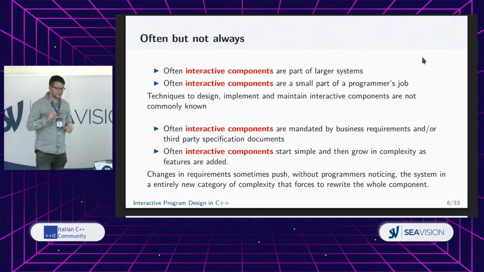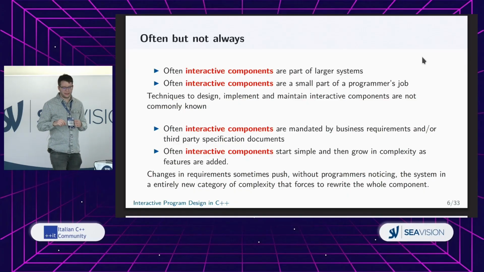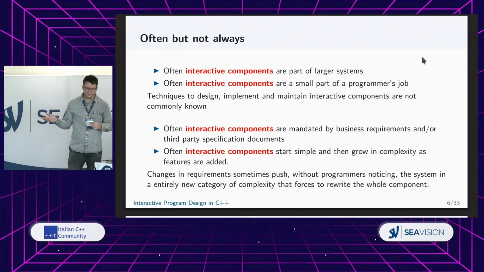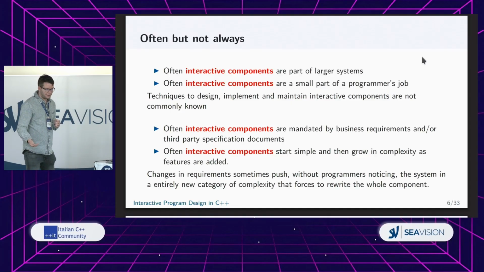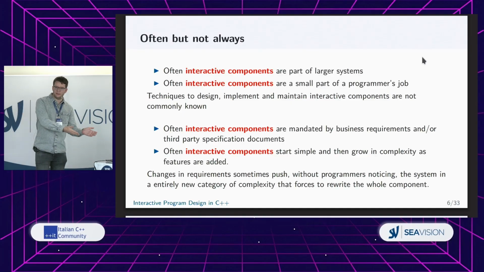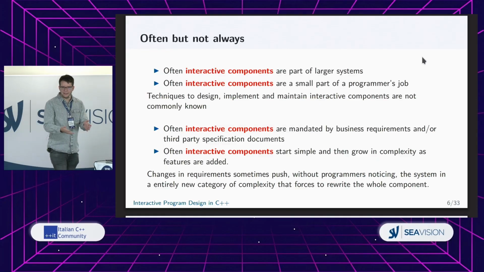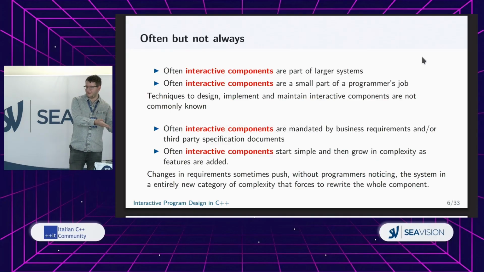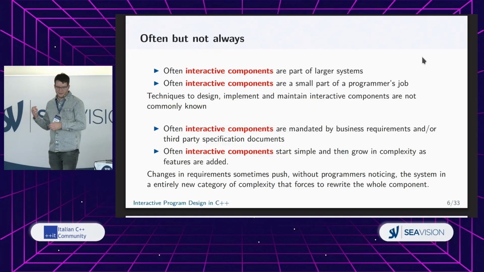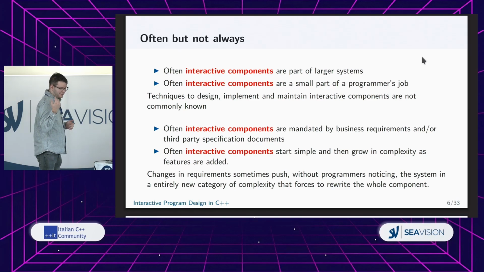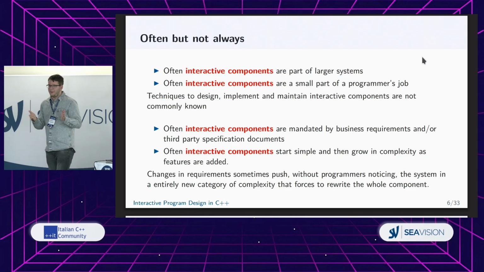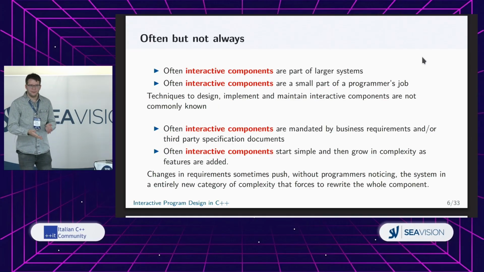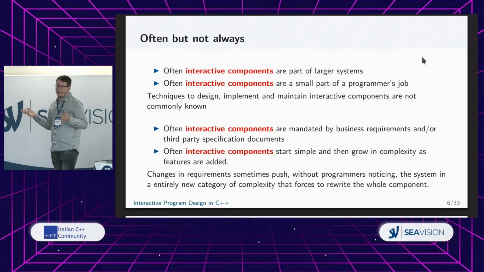Another thing to notice is that often interactive components are mandated by business requirements and or third-party specification documents. If you have to implement the TCP protocol, you will have to implement it as written in the specifications. You will not implement TCP wrong because it's faster. And in the case of the car simulator, we have to implement the scenarios as specified by the domain expert. We will not decide, this scenario is too difficult to implement, we will skip it.